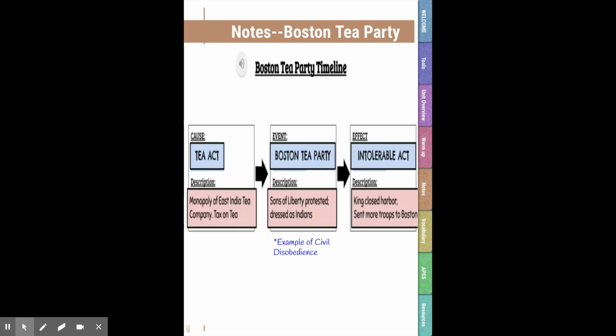So just looking back at the Boston Tea Party, this is an example of civil disobedience. Nobody was hurt, but a lot of property was destroyed and laws were not followed, so this was civil disobedience. The reason the Boston Tea Party took place was that the colonists were rebelling against the Tea Act. So the Sons of Liberty, led by Samuel Adams, organized this protest, dressed up as Native Americans, and tossed a bunch of tea into the Boston Harbor.